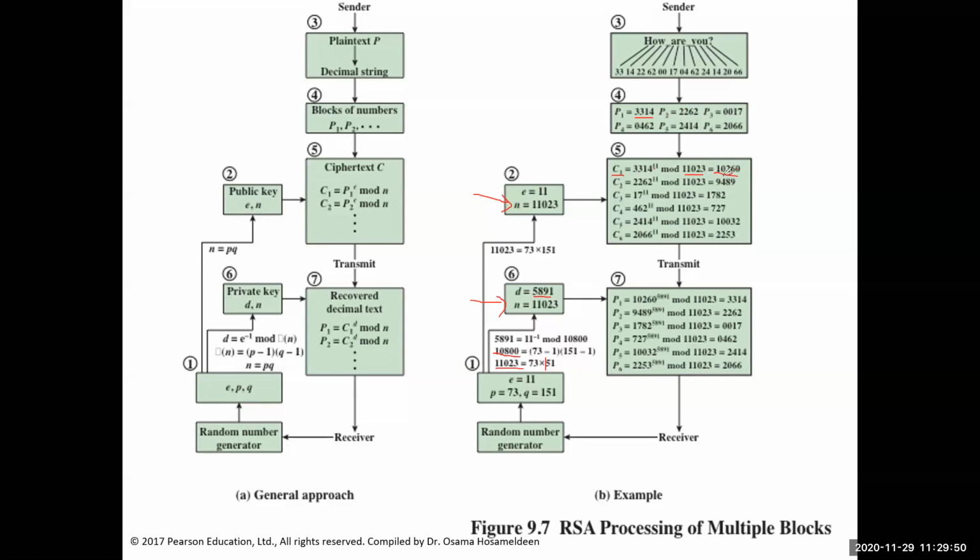And I can take this and apply the decryption here. I take this number, which is 10,260, to the power of the private key, 5,891, mod 11,023. This is going to give us 3,314 back, which is the plain text. So I'm applying the encryption, and after transmission, I apply decryption to get back the same data.